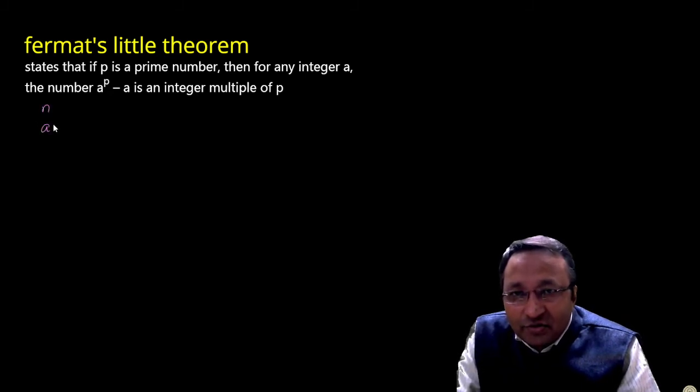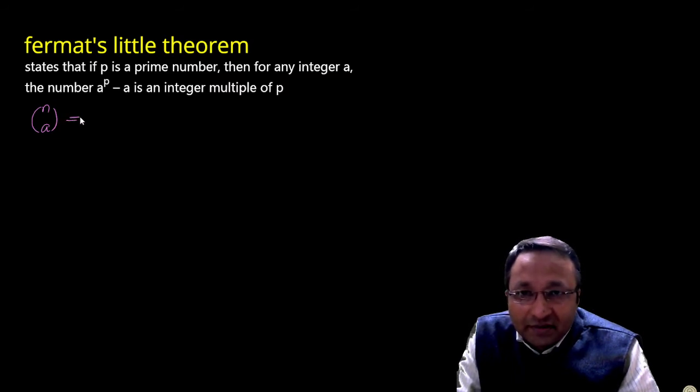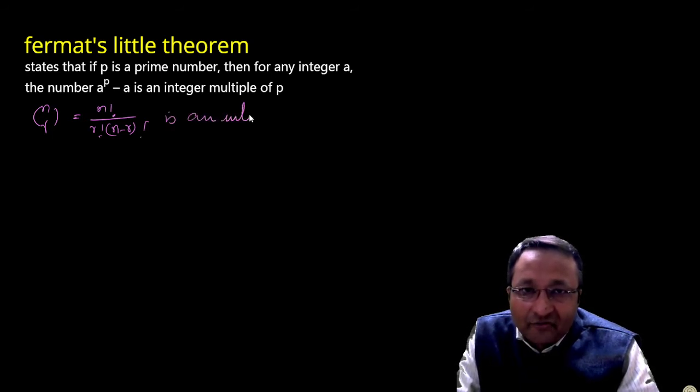Number one, you know this particular symbol, which is the binomial coefficient, basically n factorial upon r factorial. Let me make it r because we had already taken a in the question. So n choose r is basically n factorial over r factorial times n minus r factorial, and this is an integer, the first assumption.